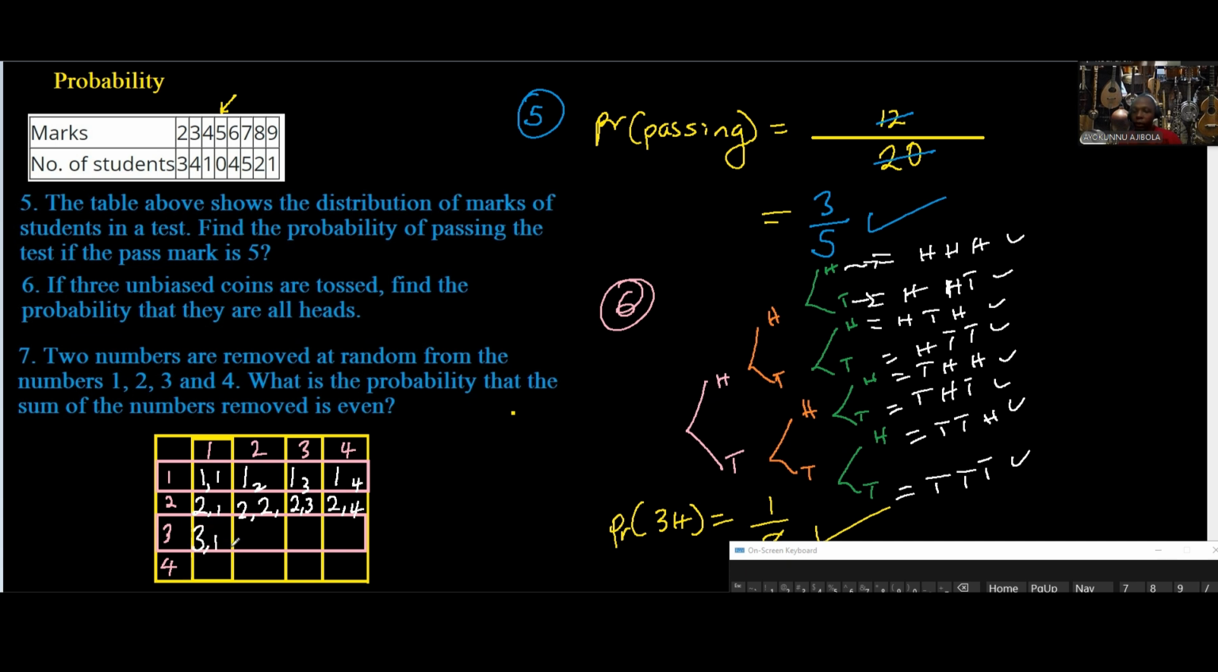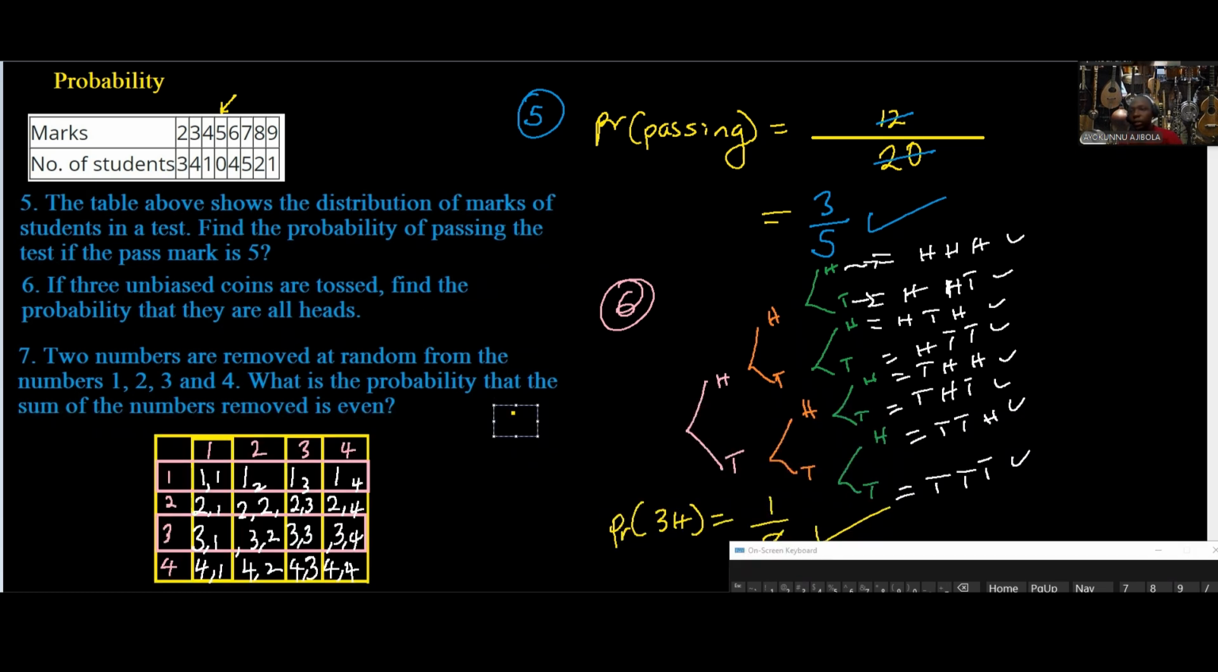Then the same thing goes to this level: 3 and then 3, 3 and then 4. Then the last possibility is the first number is 4 while the second is 1, the first is 4 again while the second is 2, and the first 4 while the second is 3, and finally 4 and 4.